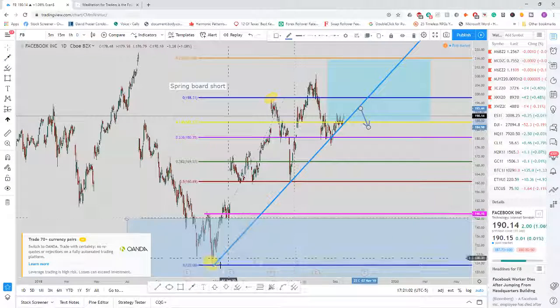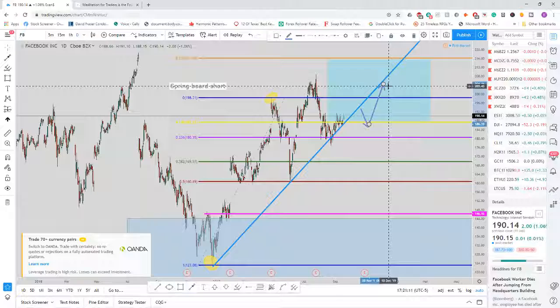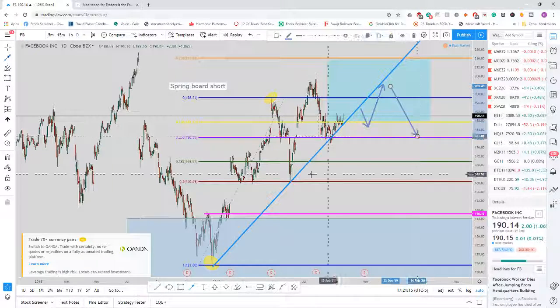So it could do one of these things where it breaks and retraces back up, uses the trend line as resistance right there before it finally makes its move down. So that's another option that Facebook could do right here. So that's a springboard setup for the Facebook, an updated trade that is currently live for it right there based upon those exits. So hopefully that helps with your trading.